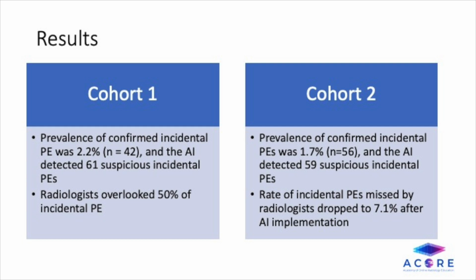In Cohort 2, the prevalence of confirmed incidental PEs was 1.7%, or 56 cases, and the AI detected 59 suspicious cases with a sensitivity of 90%, a specificity of 99%, a positive predictive value of 95%, and a negative predictive value of 99%. The rate of incidental PEs missed by radiologists dropped to 7.1% after AI implementation, showing substantial improvement.